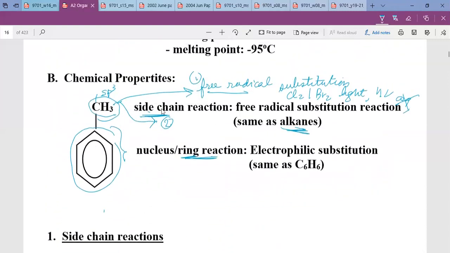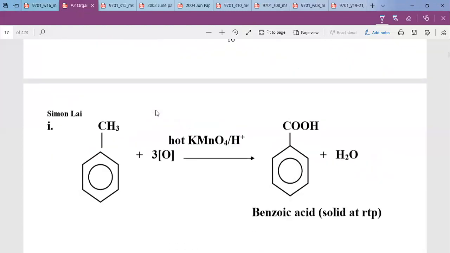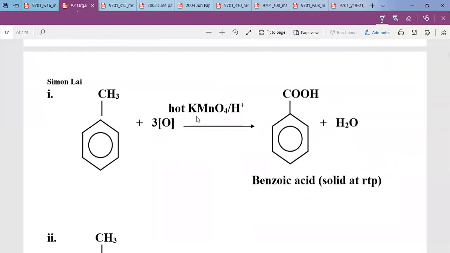So now here you can see, with KMnO4, hot KMnO4 acidified, you get your benzoic acid. Now this is a liquid at room temperature, RTP. But once it is oxidized hot, this one will dissolve in hot. But when it's cool, it's a solid. Remember this. It's a white solid. Benzoic acid. It's called benzoic acid.